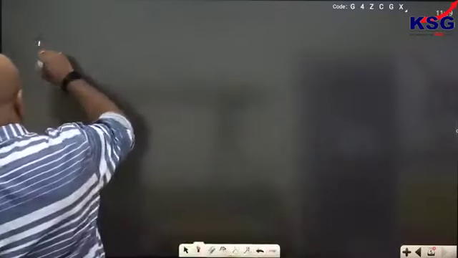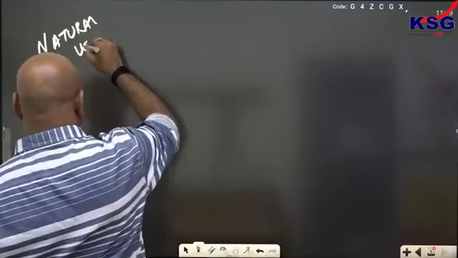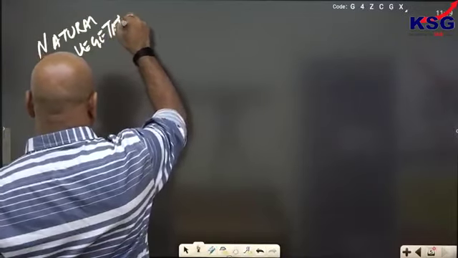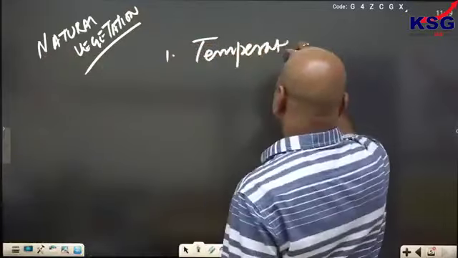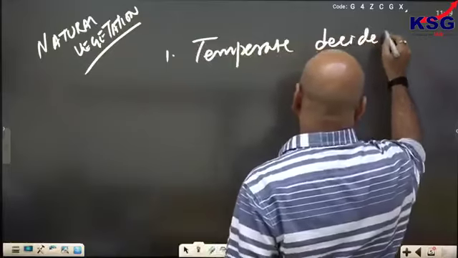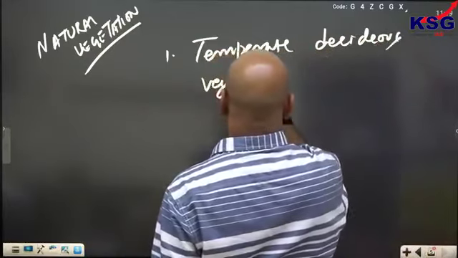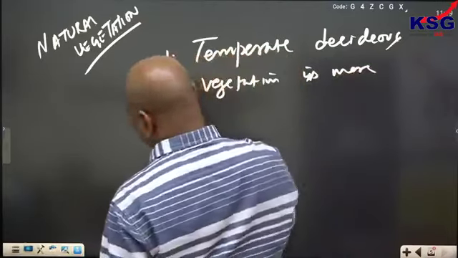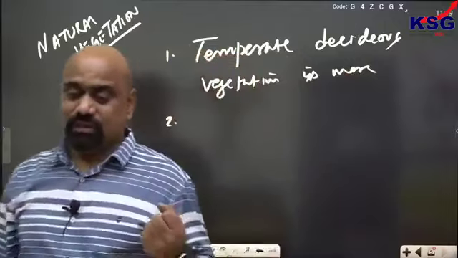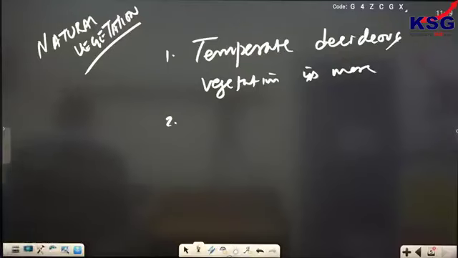Natural vegetation: temperate deciduous vegetation is more. There are a few trees which may be of the semi-evergreen or evergreen type, but mostly these are temperate deciduous vegetation.